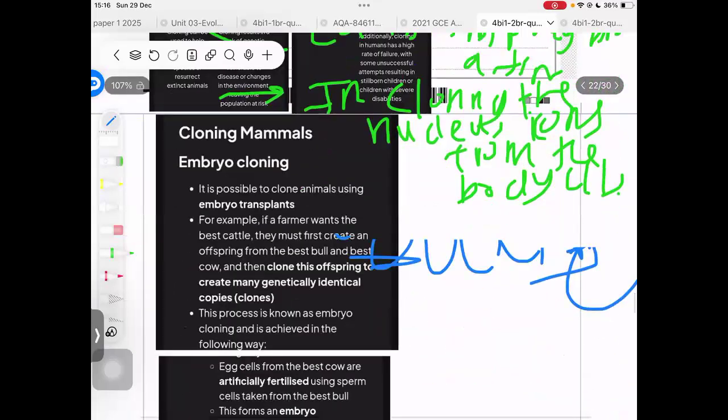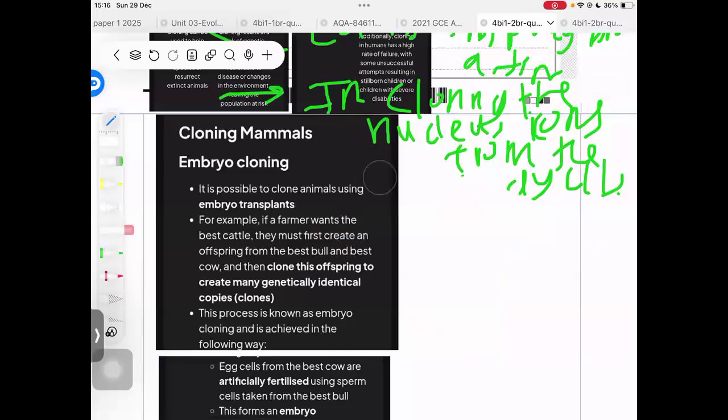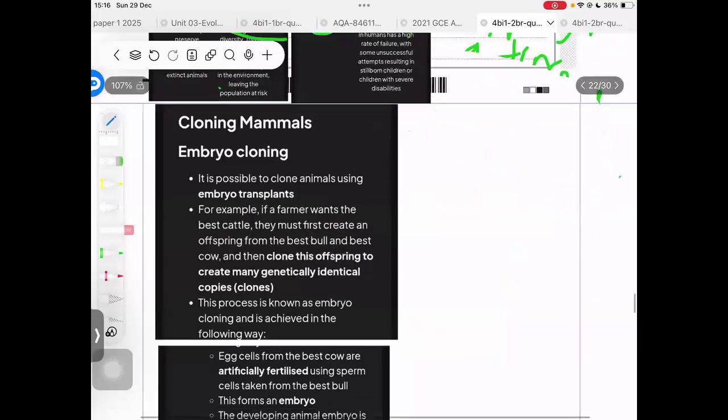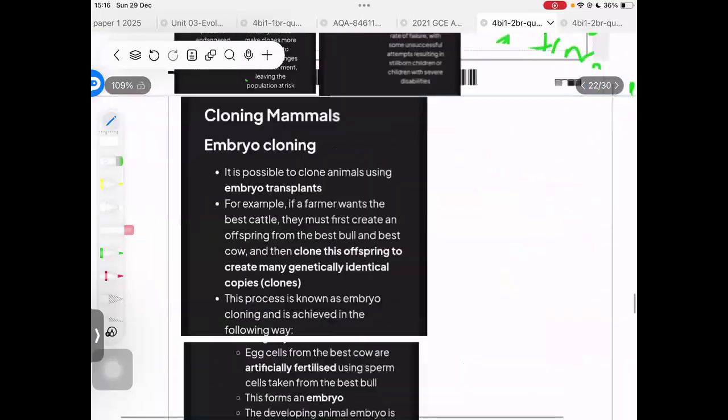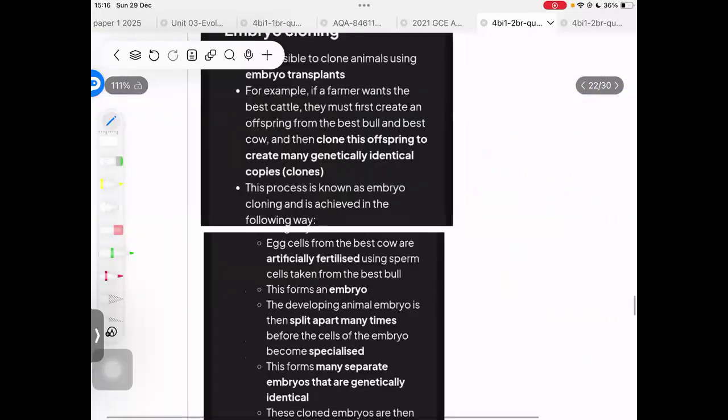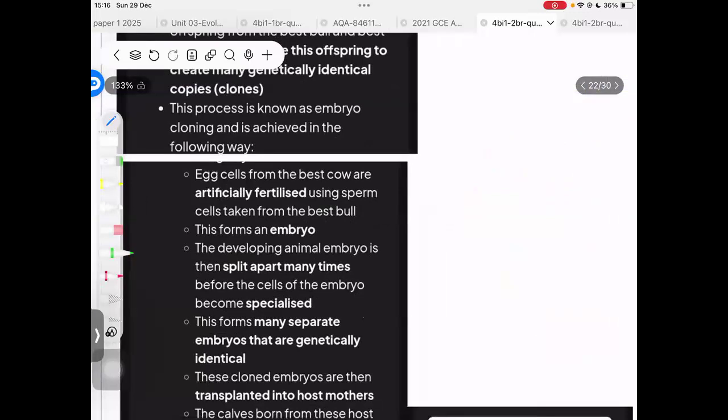And now you can see the embryo cloning. We discussed adult cloning; I'll give you a summary of embryo cloning as well. In embryo cloning, basically, you do artificial fertilization. You take a cow which is very good. Let's say you want to produce a clone which can produce a lot of milk. So you want to produce a cow which produces a lot of milk.